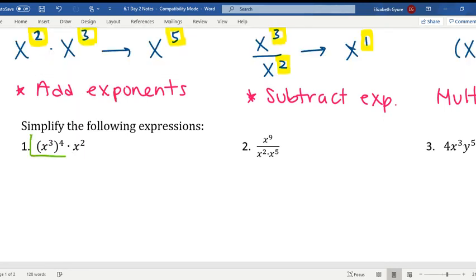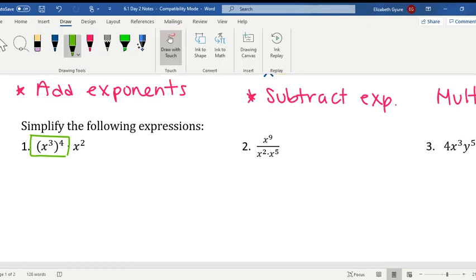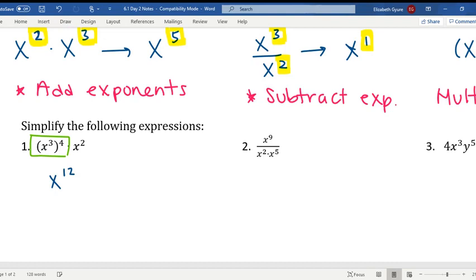If I have x to the third to the fourth, who can tell me what I need to do with that? What do I need to do with my 3 and my 4? I need to multiply them. This is raise them high and multiply. 3 times 4 would give me 12. So this is going to become x to the 12th times x to the second.